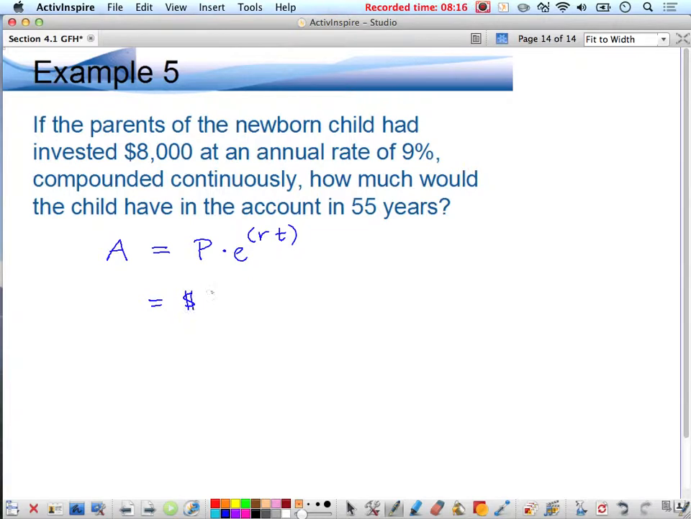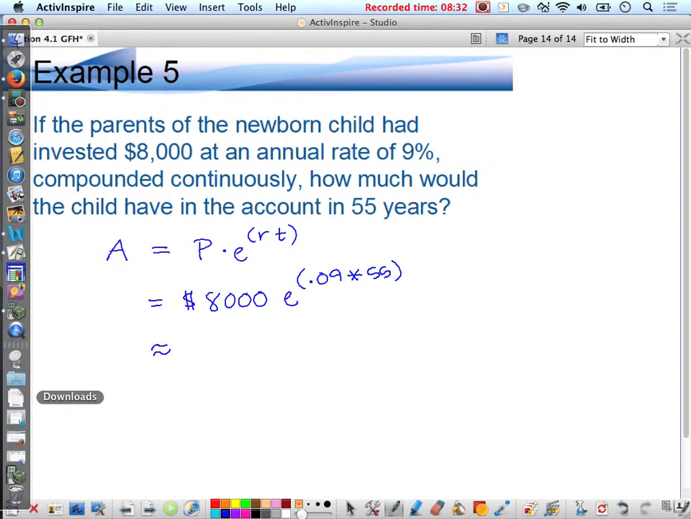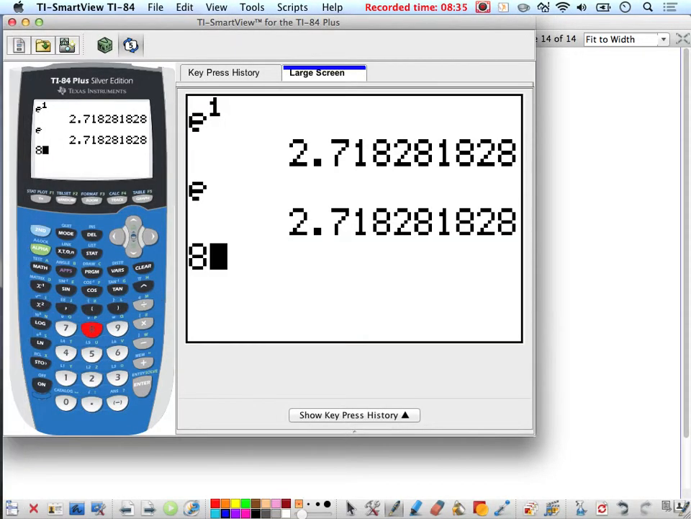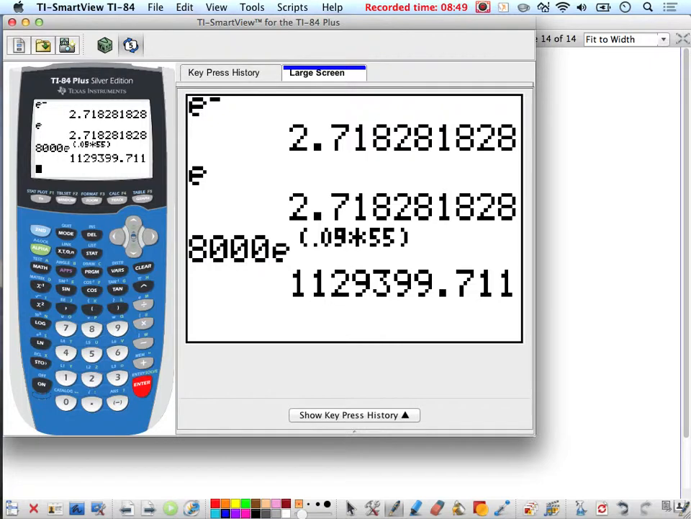So we have 8,000 times e to the rt. And don't forget to convert the 9 to 0.09. Then multiply by 55. And let's go to the calculator and see what we get. We have 8,000 times e to the rt power. So what's that turn out to be?